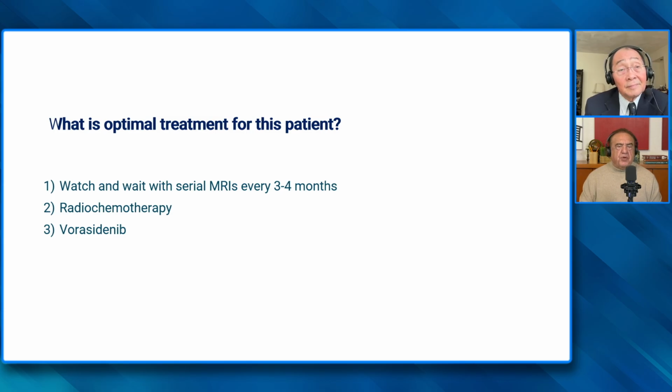So how was the patient treated and what's her current status? So she was treated initially with vorasidenib, and then she continued to have seizures. She had more surgery, and that helped the seizures. But then her scan started to show new areas of enhancement. And so we recommended that she proceed with radiochemotherapy.